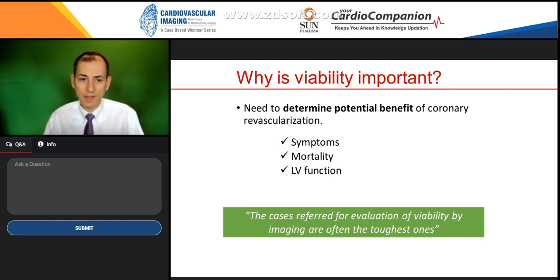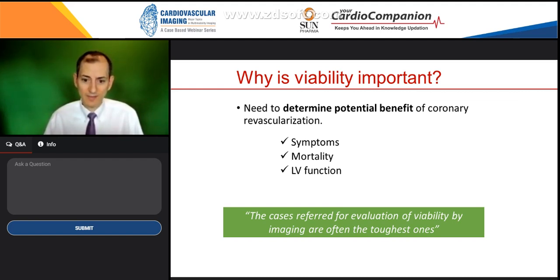Well, why is it that we even care about viability? Viability may tell us something about the benefit of revascularization. There's, of course, the other side of the equation, which is the risk. What is the risk of undergoing PCI or CABG? But we always have to match that against the benefit. And when we talk about benefit, that benefit is improvement in symptoms. In some studies, it's improvement in mortality or improvement in LV function. And I think it's important to keep all three of those endpoints in mind.